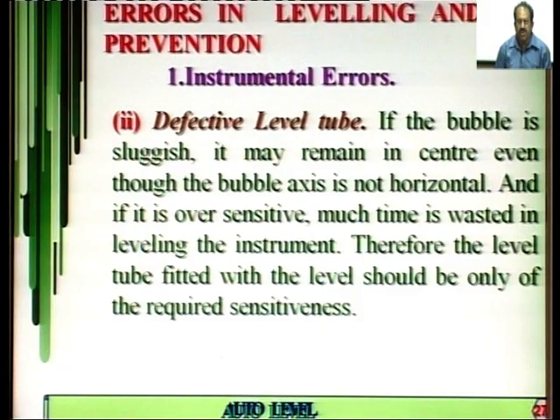Second is defective level tube. If the bubble is sluggish, that is, it does not move rapidly, it may remain in the center even though the bubble axis is not horizontal. And if it is oversensitive, much time is wasted in levelling the instrument. So, you must have experienced such difficulties while using a level. It can be sluggish, it can be oversensitive. Therefore, the level tube fitted with the level should be only of the required sensitiveness, that is, it should neither be too sluggish nor oversensitive.